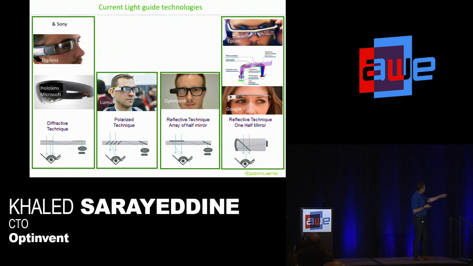And on the right, you have what we call the reflective technique. Starting from Google, where you have only 1 reflector, or Epson, also 1 reflector, and the technology used by Optinvent, where you have an array of reflectors, meaning these are mirrors. They reflect all the light, so there is no color issue, whereas for the diffractive technique, you may have color issues. So anyway, we can say about all this technology, each technology is pushing to reduce the footprint and to have better performance, but the problem of cost and performance is still there.